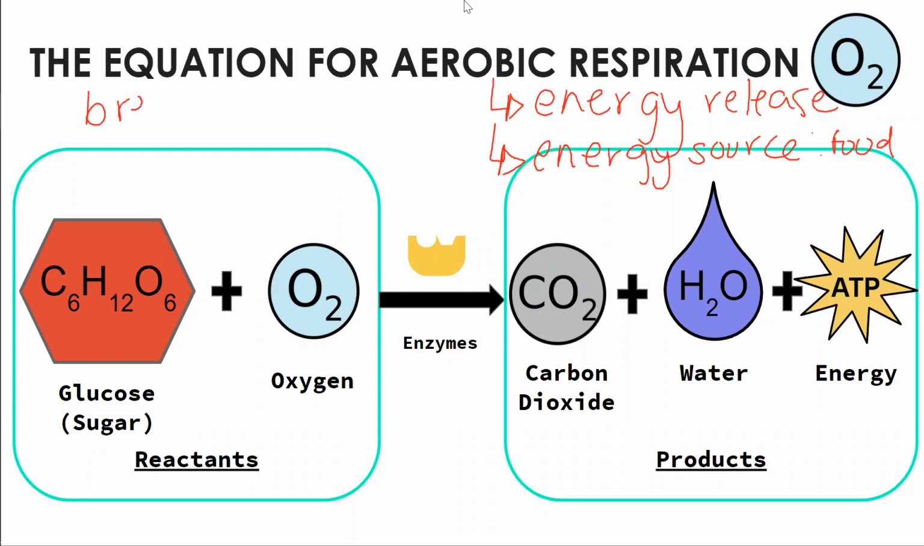bread and pasta and other foods. So animals do not make their own food. We have to get our glucose, our sugar, from bread and pasta and other things that we eat. And in the presence of oxygen, we break it down using our enzymes to make energy, water, and carbon dioxide for ourselves. Plants are the only organism that are able to make their own food and break it down.